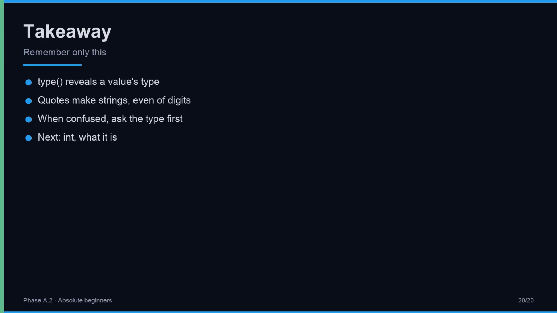The takeaway, in one breath. Type asks any value what type it is, and answers in a single word. Remember that quotes make a string, even when the content looks like a number, and type is the tool that keeps you honest about it. Build the reflex now. When confused, ask the type first.